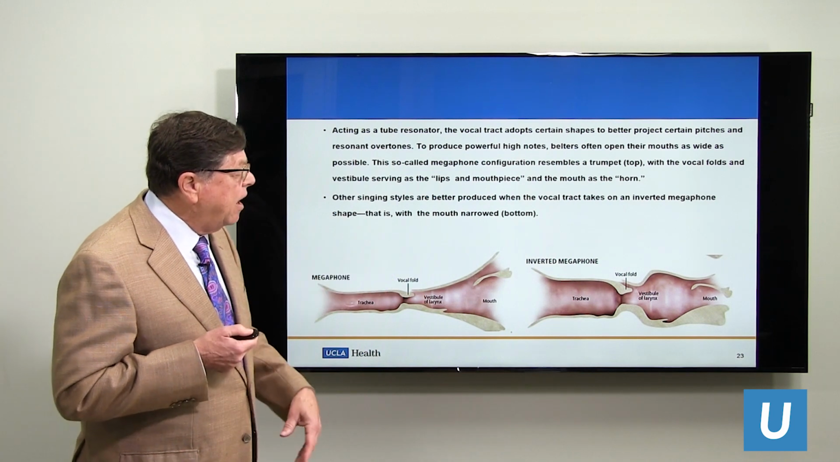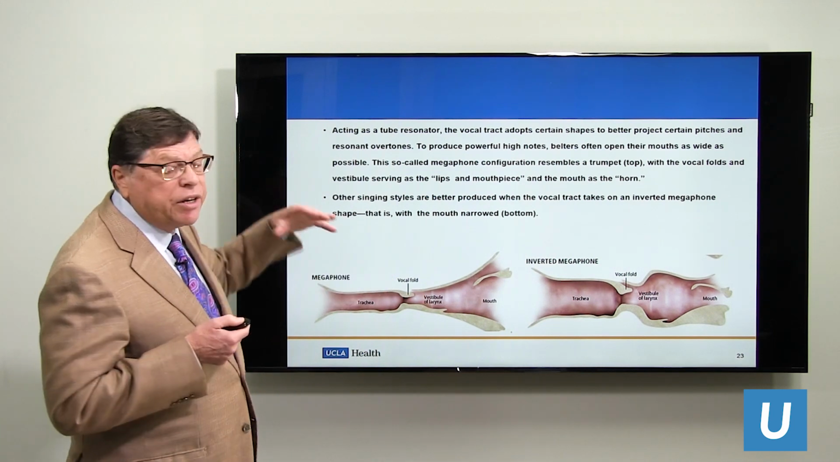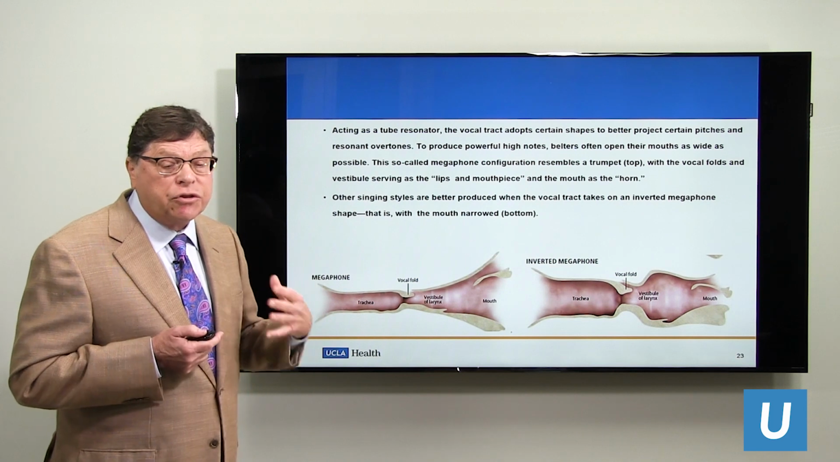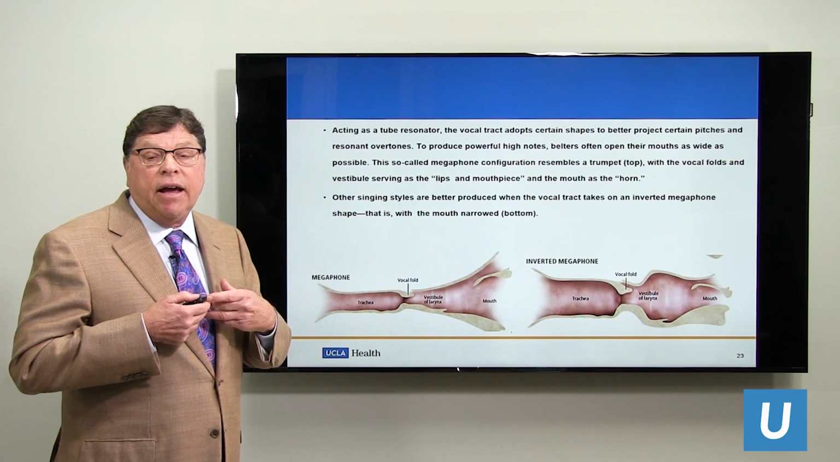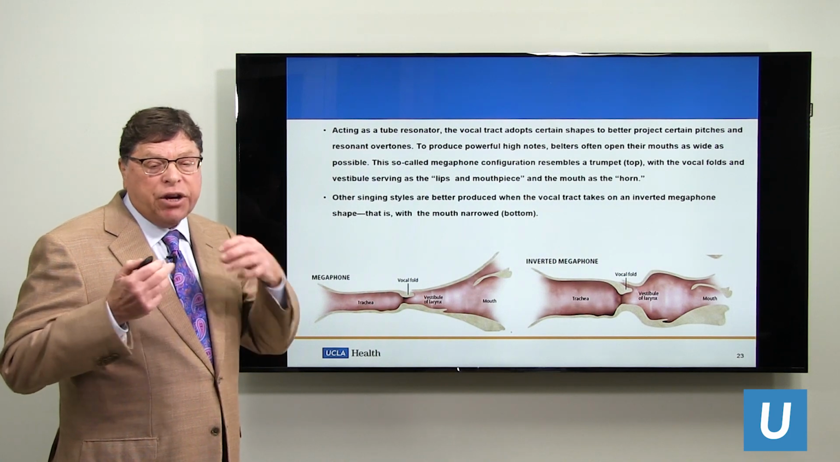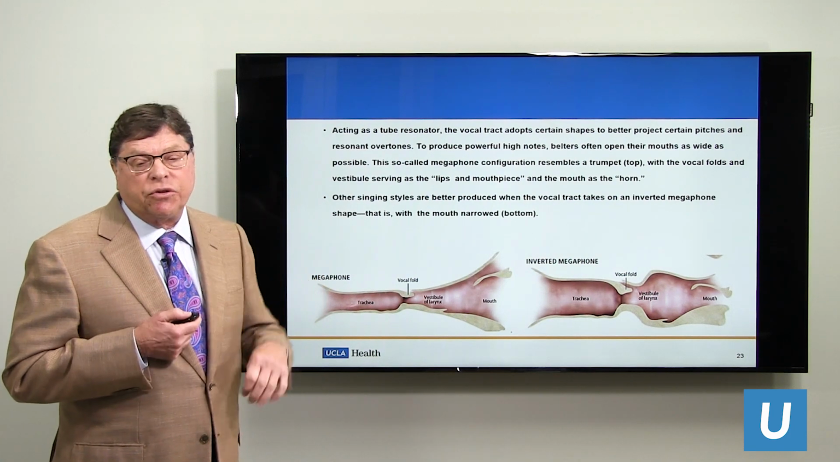This is just a slide demonstrating that the resonator, the vocal tract, is able to change its shape in order to produce even better sound than it would have by changing the structures that it produces.